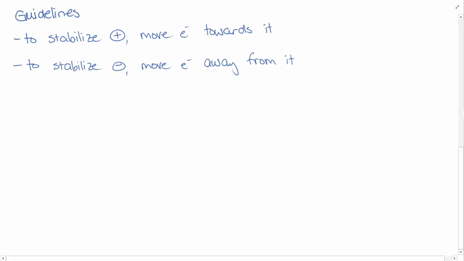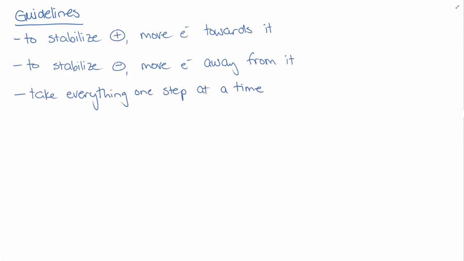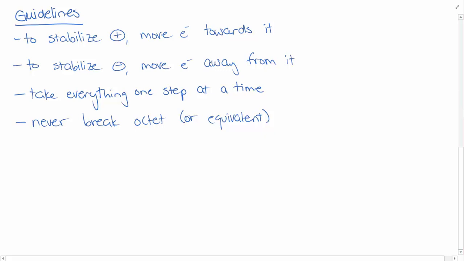Another piece of advice, another guideline, is to take things one step at a time so that you don't miss any intermediate resonance structures. And finally, make sure that you never break octet or whatever the valence is for that particular atom. So for example, for hydrogen, it can't have more than 2 electrons. For carbon, oxygen, nitrogen, you can't have more than 8. So never break octet.